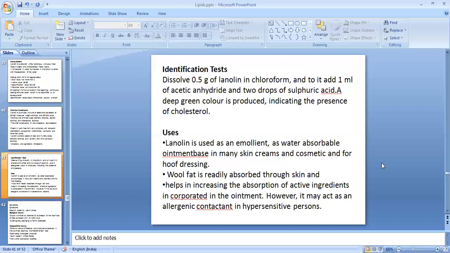So that is about lanolin or hydrous wool fat. So here ends the pharmacognosy of beeswax and lanolin, that is hydrous wool fat. Thank you.